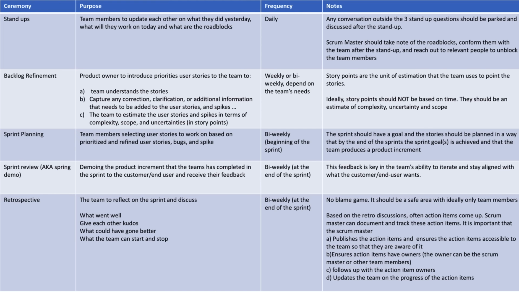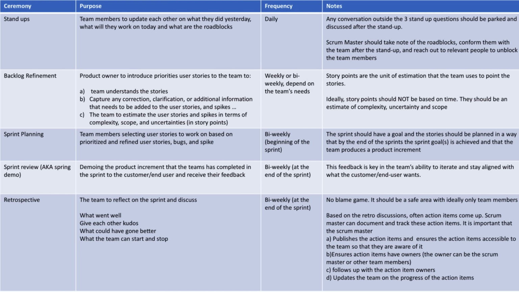During the sprint planning, team members select user stories to work on based on prioritized and refined user stories, bugs, and spikes. Please note that the sprint should have a goal and the stories should be planned in a way that by the end of the sprint the sprint goal is achieved and that the team produces a product increment. The sprint goal should be aligned with the product roadmap.